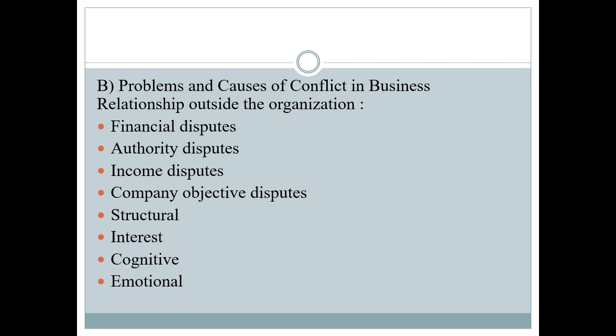severe conflicts? First of all, financial disputes. Yes, you have taken financial assistance from your business partners, or from your investors. Investors invest their funds into your organization, and you are not clear about paying the rewards to these people.